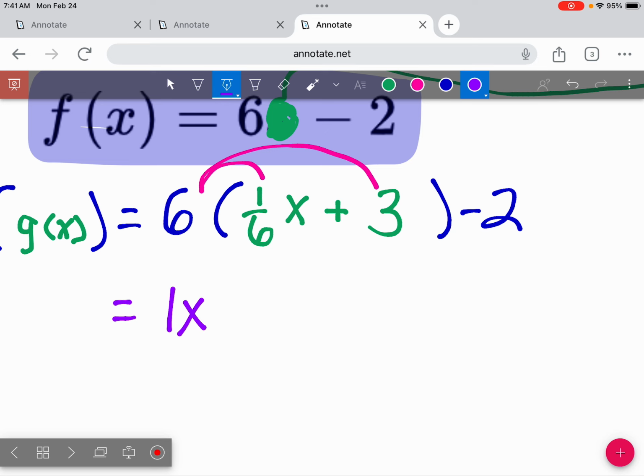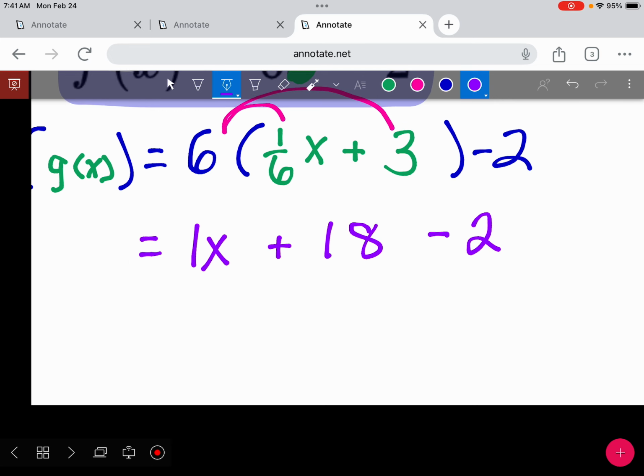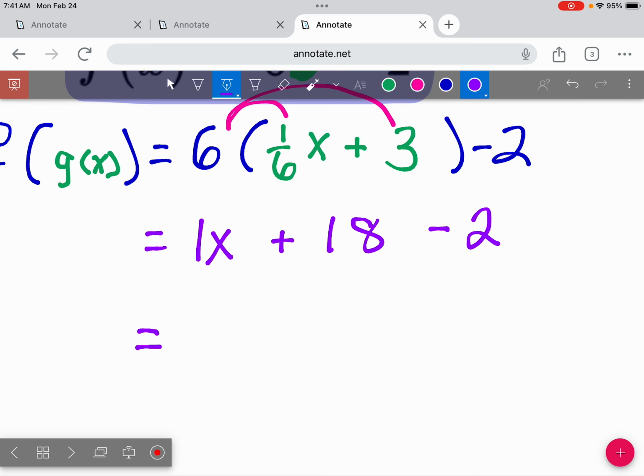6 times plus 3. 18. So we have a positive 18. And then we have a minus 2. What does this simplify down to be? x plus 16. Is that the exact same thing as having x? Is x plus 16 the same thing as x?